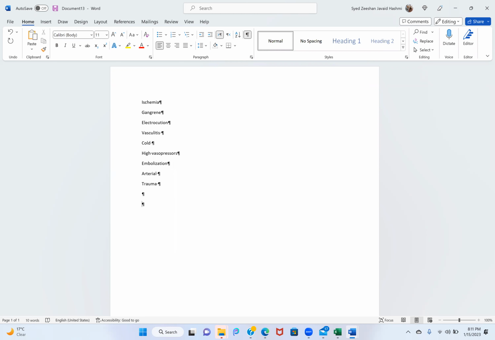Another thing is with reference to phantom limb. Yes, tourniquets? Yes, okay, tourniquet, you are absolutely right. Whenever there is a tourniquet, it will result in another condition, that is rhabdomyolysis. Okay, so rhabdomyolysis and ARF. This should be in your mind as well.